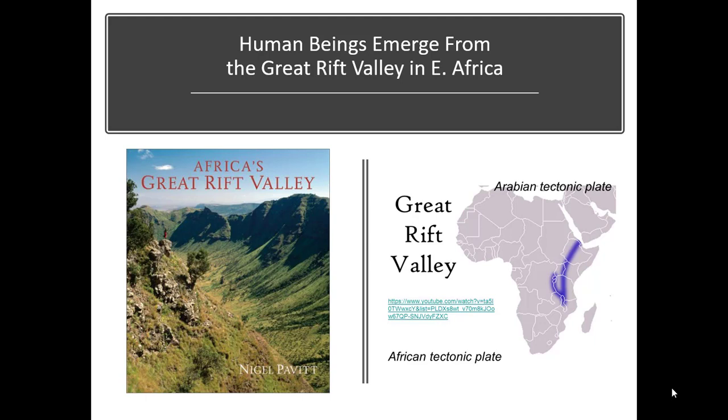So the scientific hypothesis about where human beings began, and this has been verified through DNA testing. According to modern science, human beings evolved into the species we are today in East Africa, in a place called the Great Rift Valley, or an area. So on the right side of the slide, you see that kind of blue smudge. That's the Great Rift Valley. This is where science has determined that the first human beings emerged.